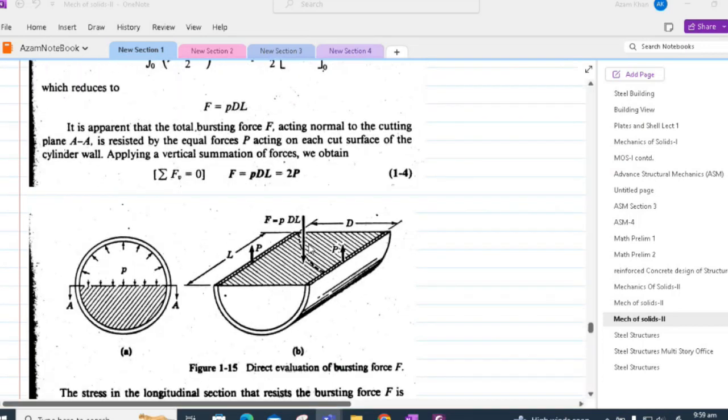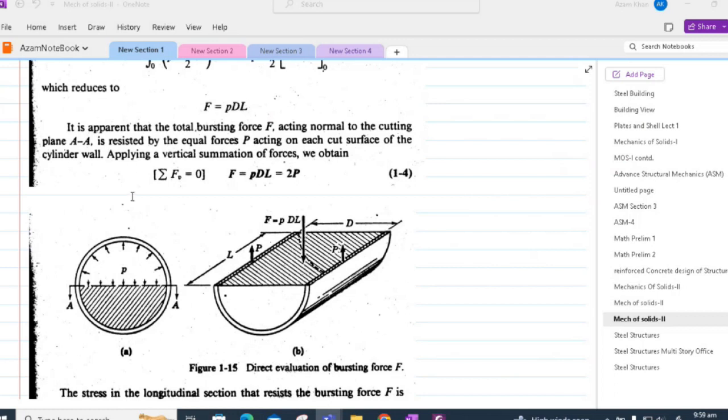Now, it is clear that this total bursting force, what we call F, equal to small p d L, would be resisted by the forces P on each cut surface of the cylindrical wall.